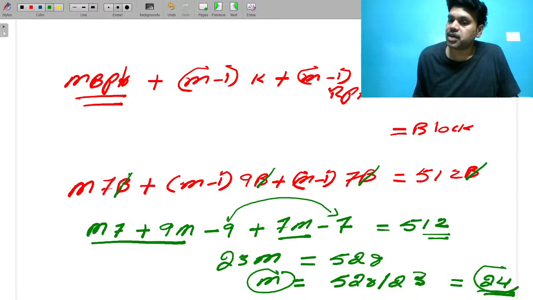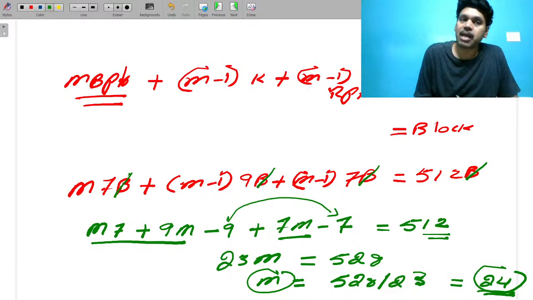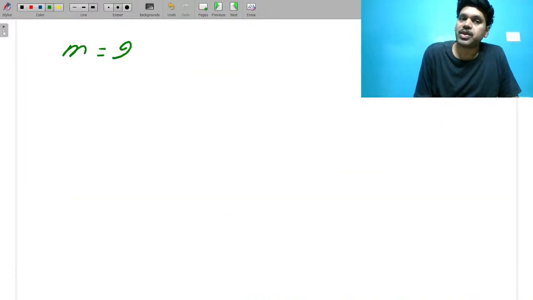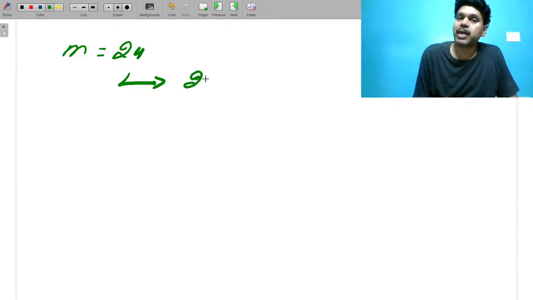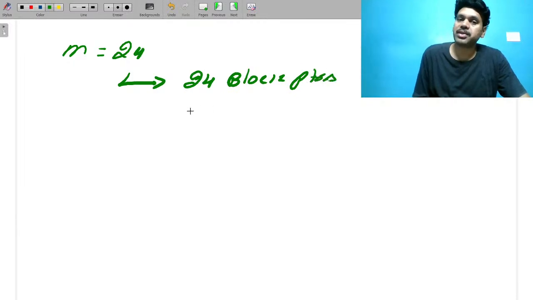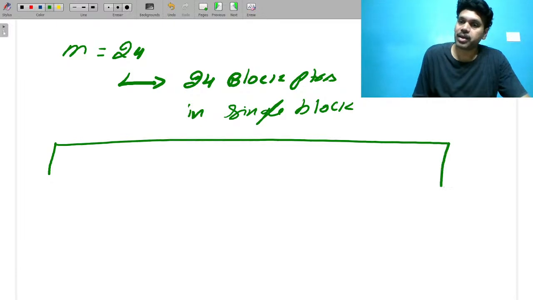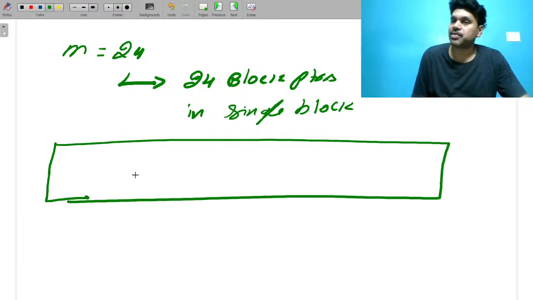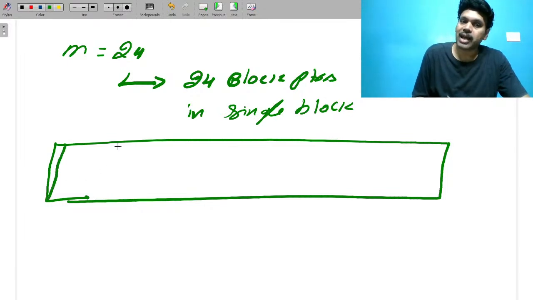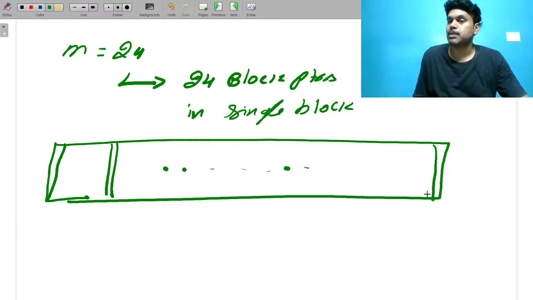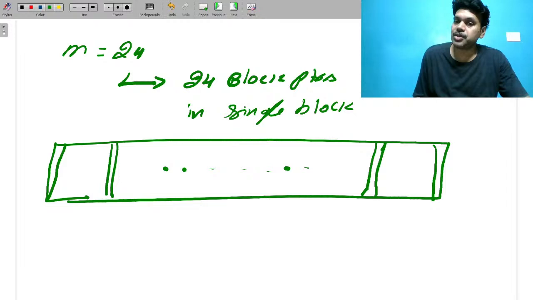So now what is the meaning of this 24? M is equal to 24 means I can maintain 24 block pointers in a single block, which means you take one block which is of 512 bytes, observe carefully, I can sustain, you see that dot dot dot, up to 24 pointers I can maintain. Therefore, you can maintain a maximum of M minus 1 keys.